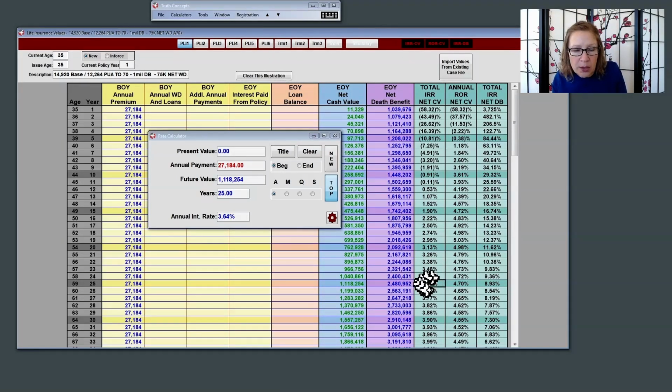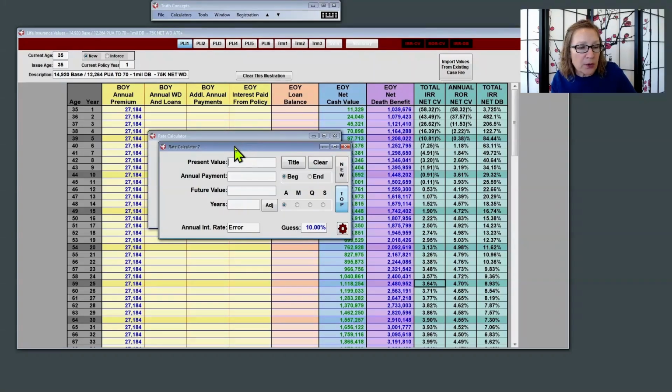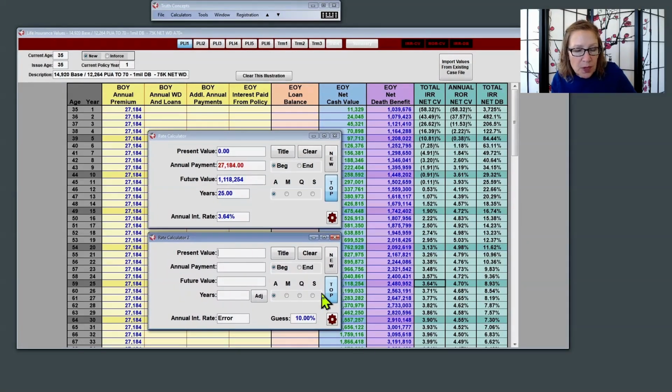Well, how on earth is this 3.64 happening with all these negatives? Well, it's very obvious right here in the annual rate of return. The policy is earning greater than the 3.64 in many, many, many years in order to overcome all of those negative cash flows in the early years. So let's prove out that column. So we're going to grab another rate calculator. It's already on top. It's already at beginning.